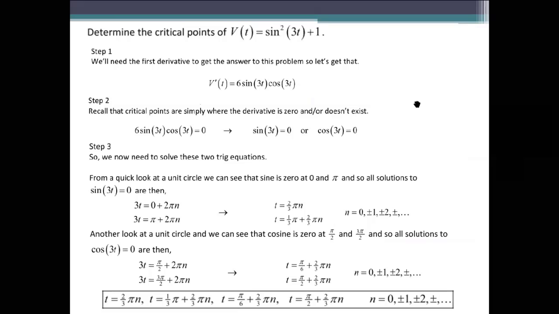The next example, so determine the critical point of the function b of t. So in this case, we have a trigonometric function, sine squared 3t plus 1. So in this case, again, we need to define critical point. We need to find firstly the derivative of our function. So the derivative of our function is 6 sine 3t times cosine 3t.